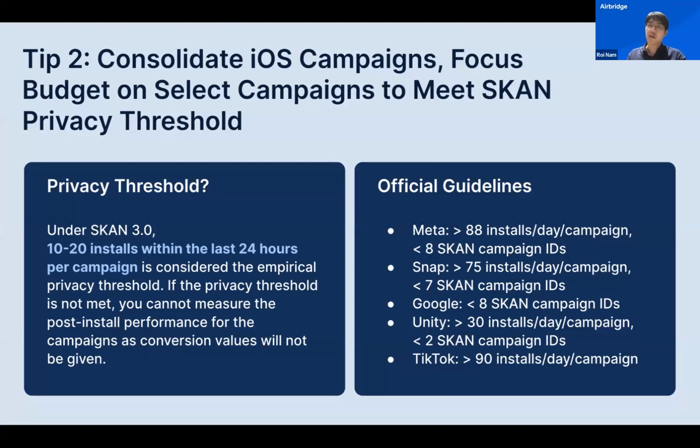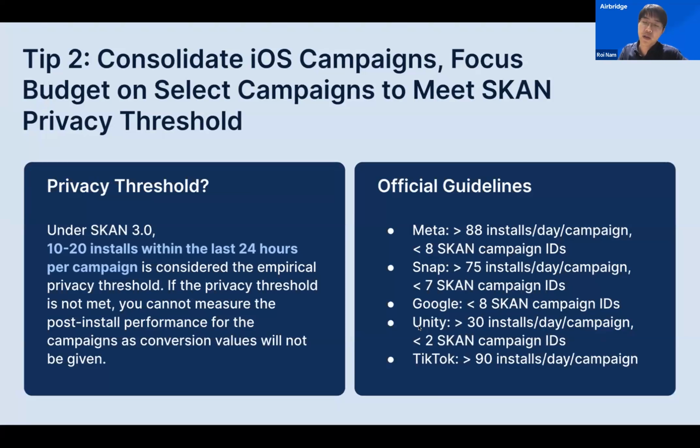So I know that many of you must be familiar with the privacy threshold, but please allow me to just quickly explain what it is. Under SKAN 3.0, empirically, it is known that 10 to 20 installs within the last 24 hours per campaign is really considered the privacy threshold. If you meet the privacy threshold, you will get the conversion value. If you don't, you will not get the conversion value, which makes you underutilize the information for your campaign optimization.